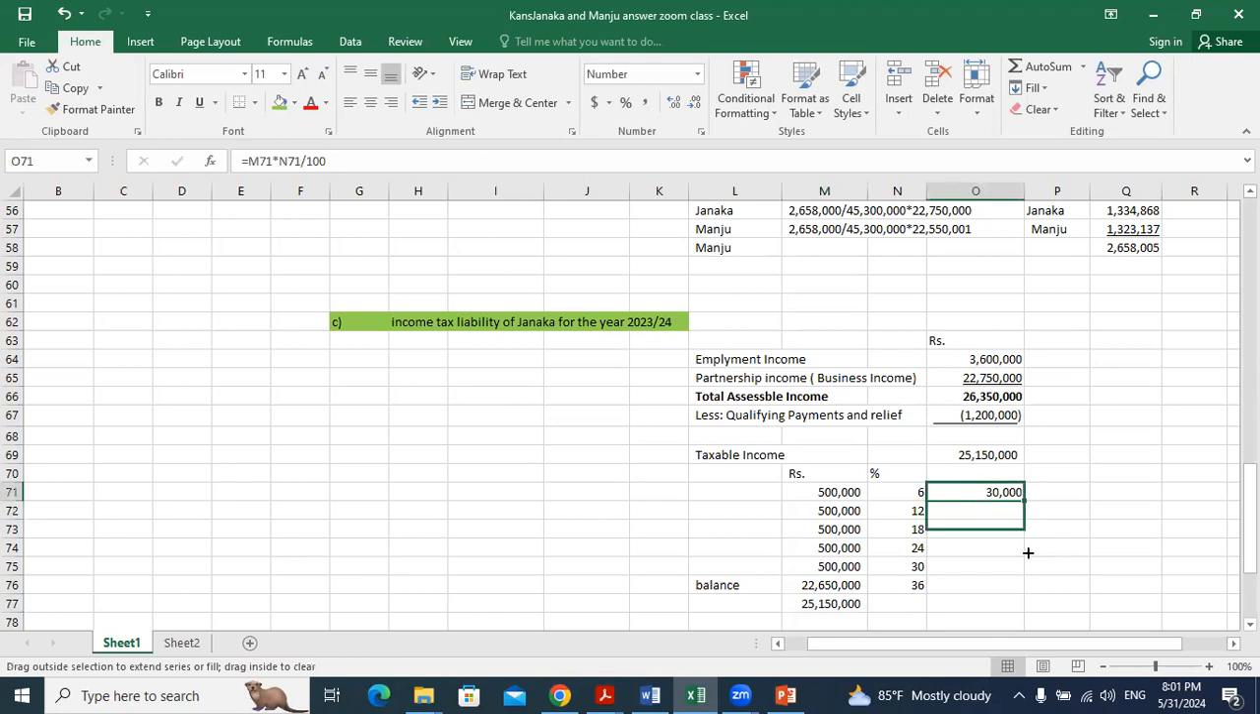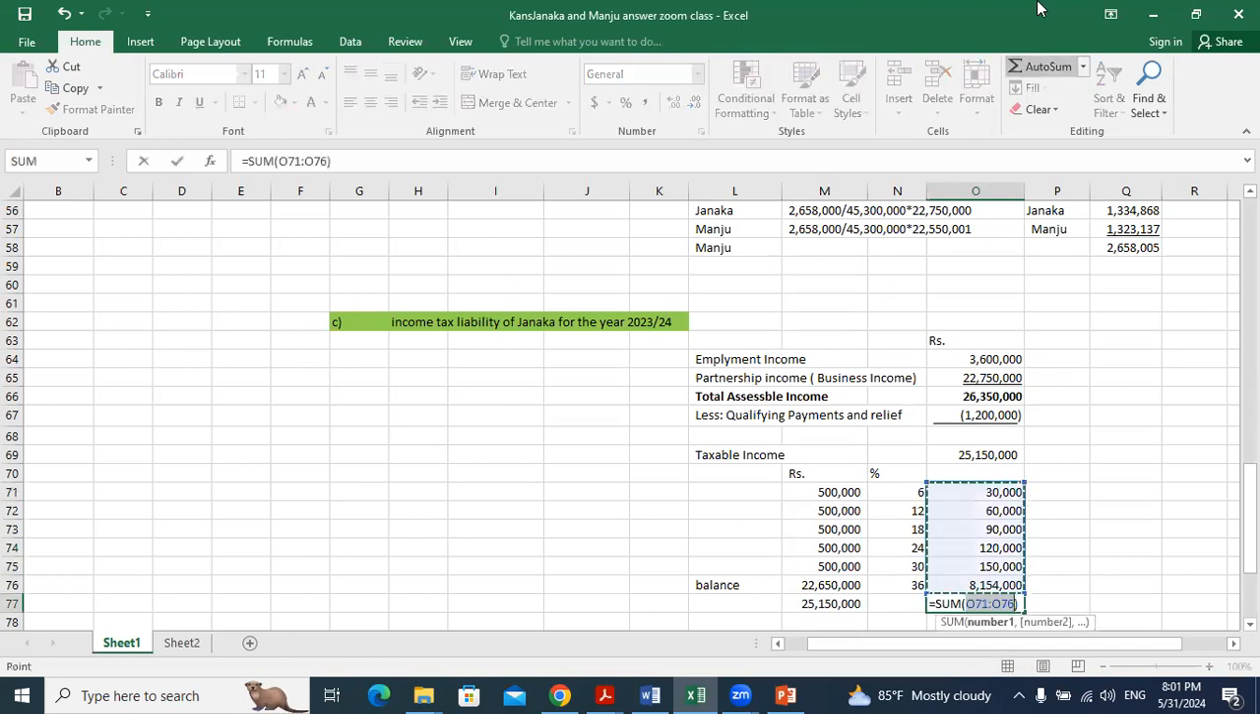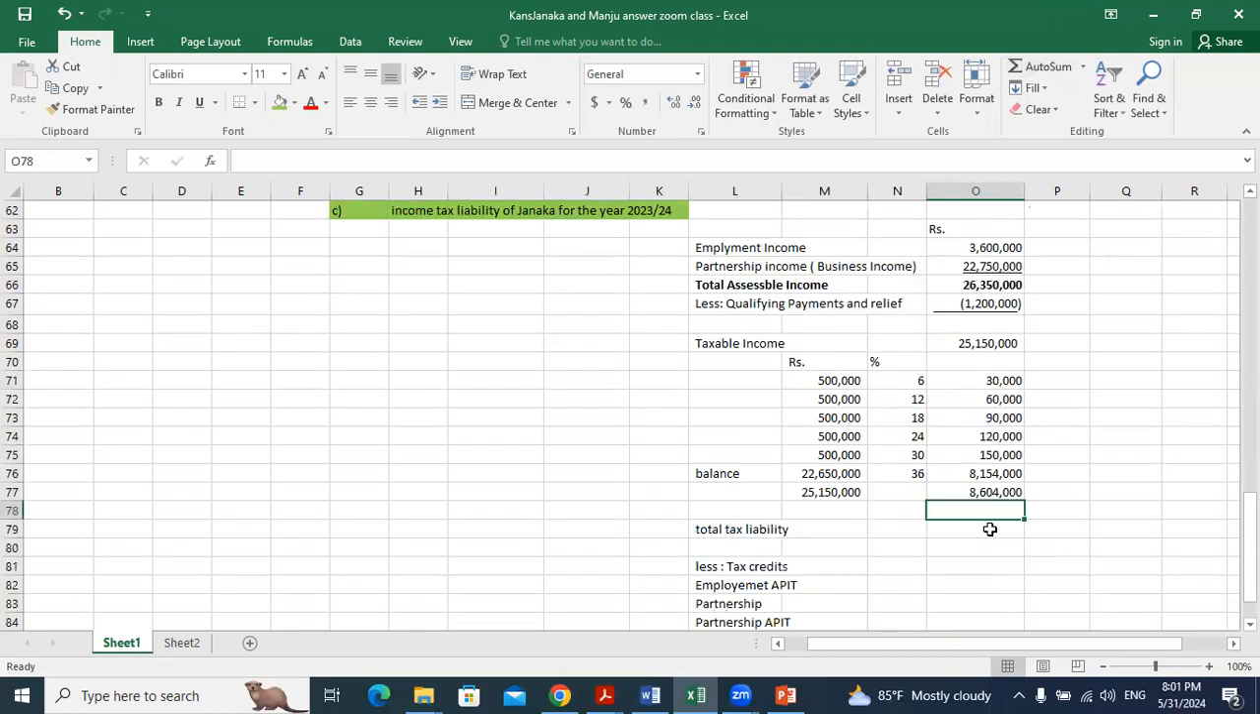Tax rates 6, 12, 18, 24, 30, 36 for the balance. Get the summation. This is the total tax liability. Total tax liability of this individual part.